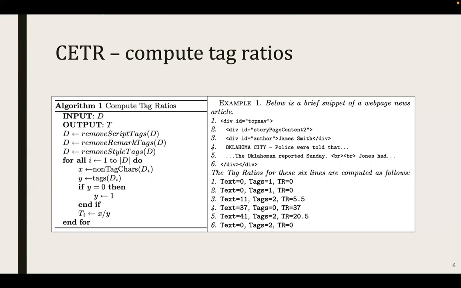And for the actual calculation, we have the number of non-tag characters as X, the number of tags as Y, and the ratio would just be X over Y. Now it can happen that the number of tags is 0, as we can see for the fourth line in the example on the right, and 0 cannot be the denominator. So in order to make the division work, we assign 1 to the number of tags. In this example, the tag ratio is 37 over 1 instead of 37 over 0.